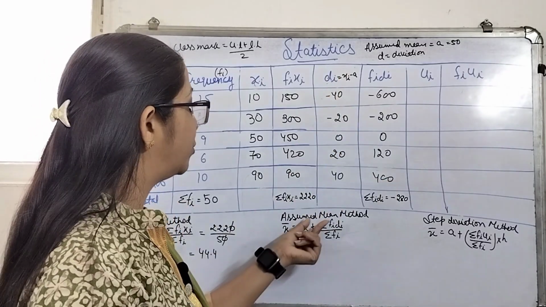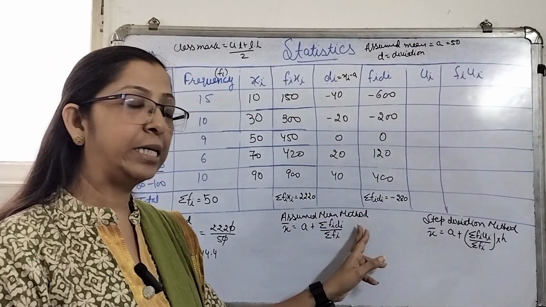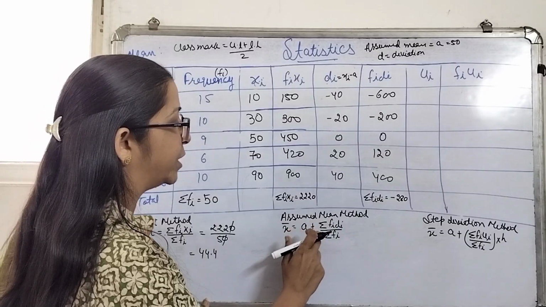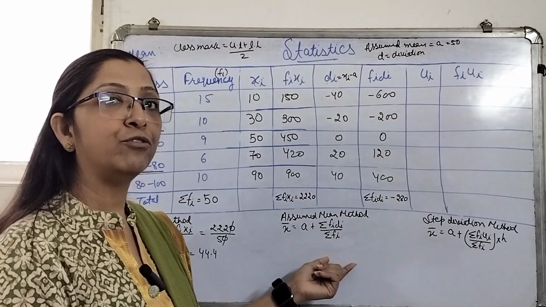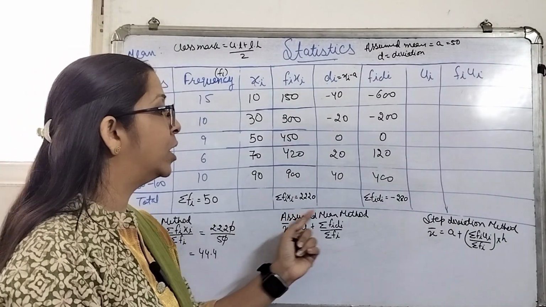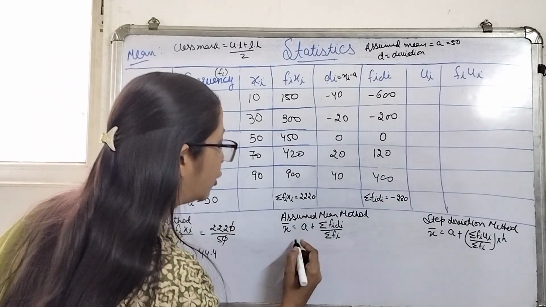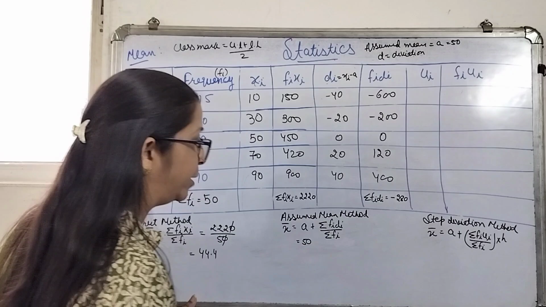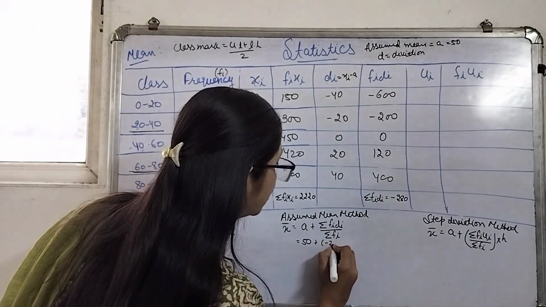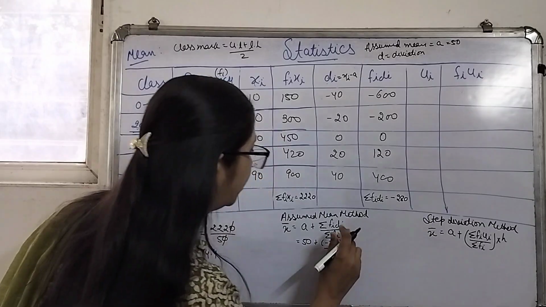By the assumed mean method, the formula for finding the mean is A, that is your assumed mean, plus summation of fidi over summation of fi. This is the formula by which we can find the value of the mean through the assumed mean method. The value of A we have assumed to be 50, plus summation of fidi is minus 280, divided by summation of fi, which is 50.